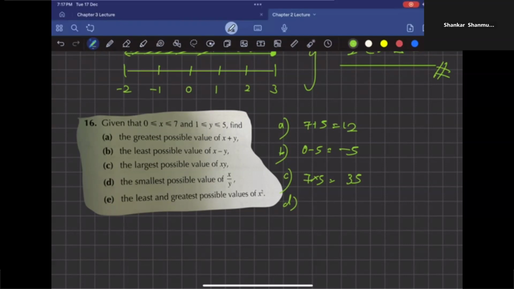In this case, for the smallest possible value, if you have a negative number for y, you should choose the biggest possible value of x. So for example, let's say if this goes until negative 1, then you've got to choose 7 over negative 1 because this gives the smallest value. But in this case, you don't have a negative value, so you choose the smallest possible value of x over the smallest possible value of y, so this gives 0.